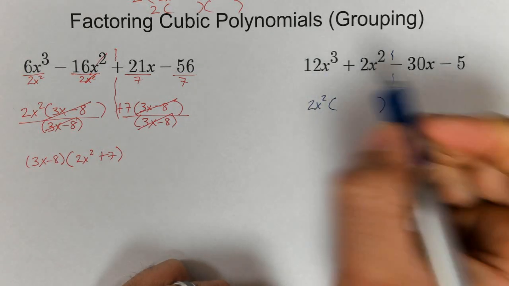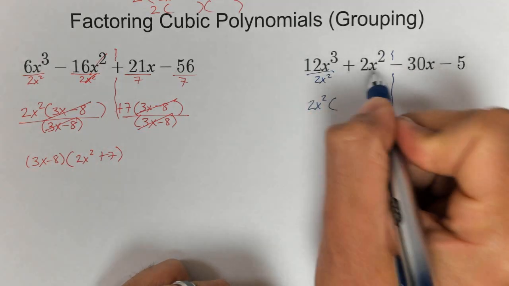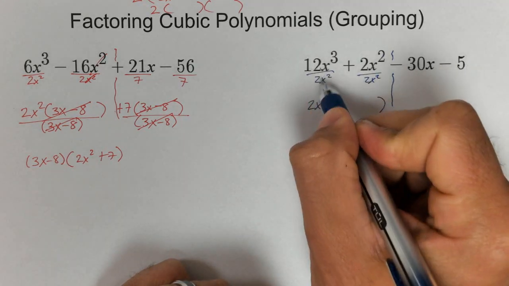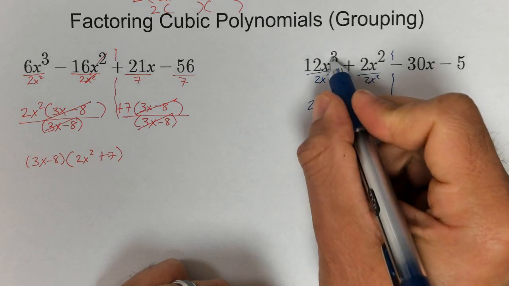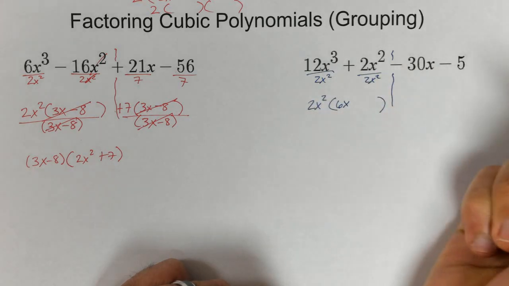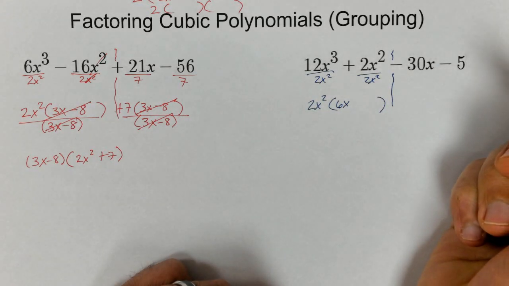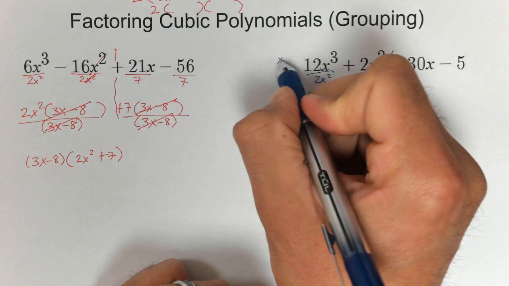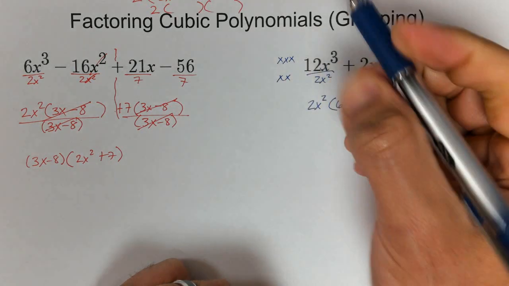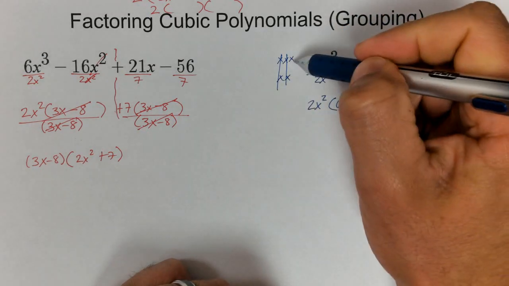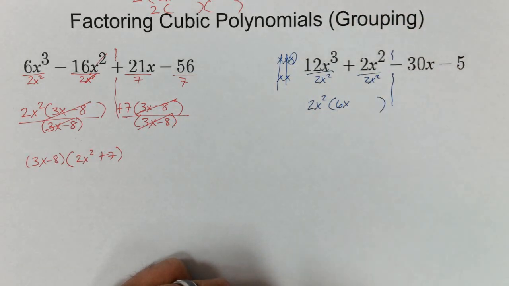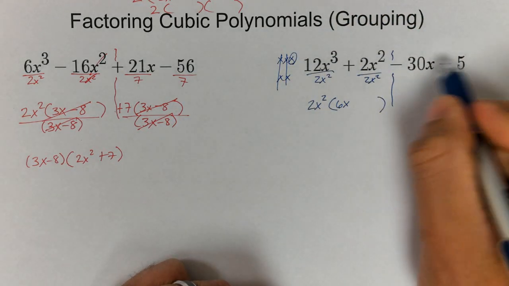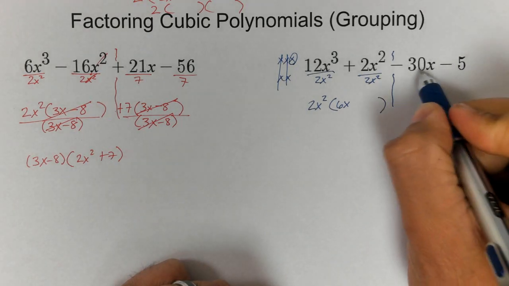On the left side, when you divide by 2x squared, 12 divided by 2 is 6, and x cubed divided by x squared is x. Right? Because I have 3 x's on top and 2 x's in the bottom. And when I divide them, I'm left with just 1x. That's how I get that number. Now on the right side, they're both divisible by 5.